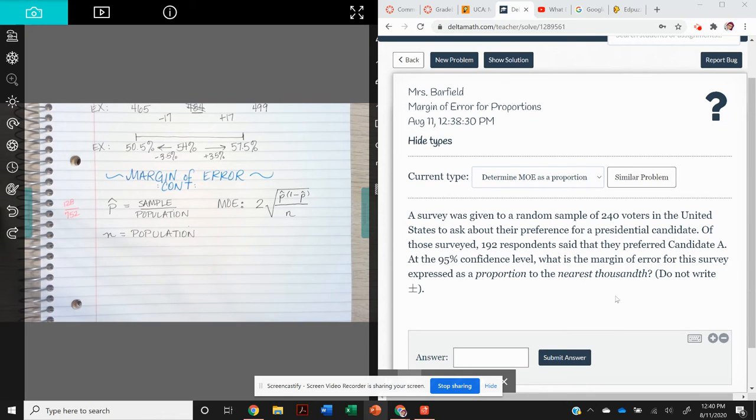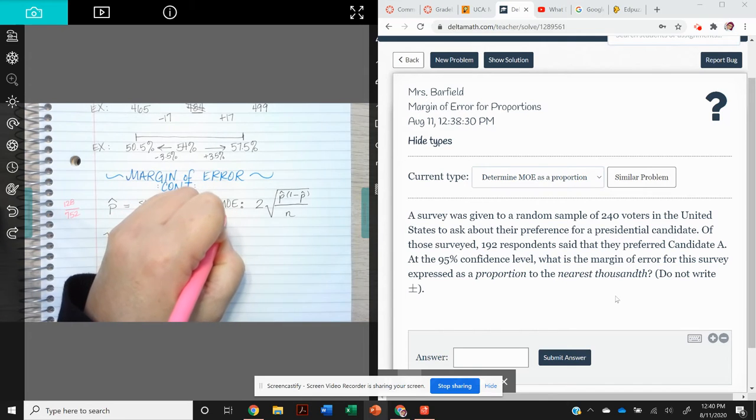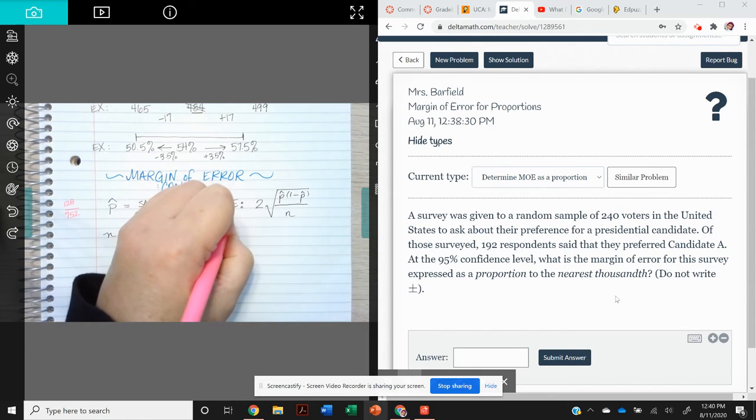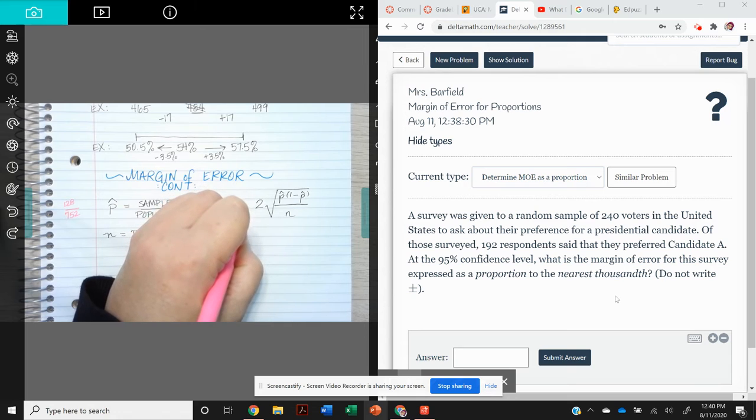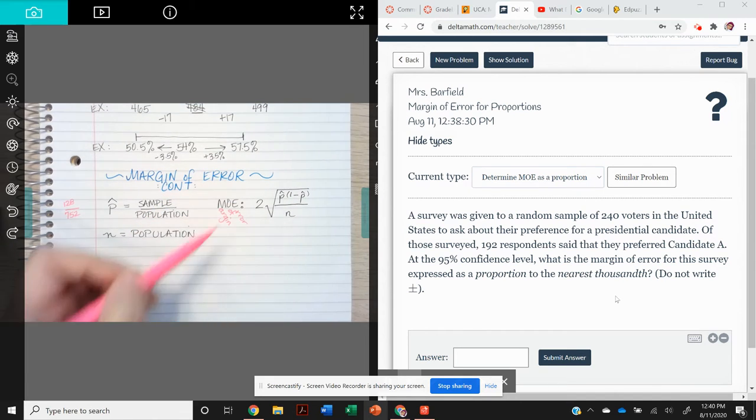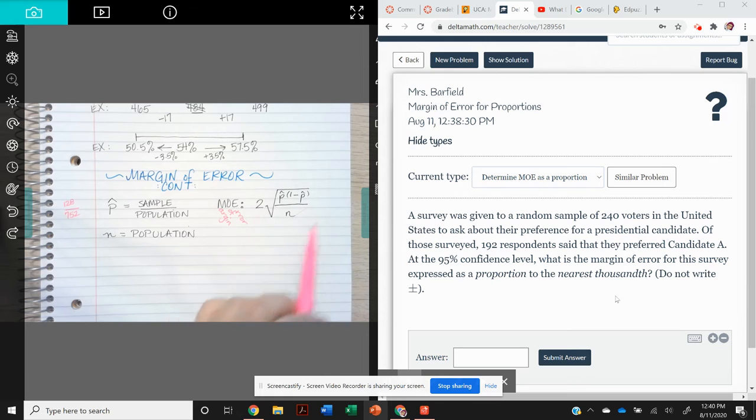All right, MOE. That is margin of error. This is how I calculate my margin of error. I am going to need a calculator. So I take 2, I multiply by the square root, and I've got this funky fraction in here: p, the small p, parentheses, 1 minus p, parentheses, divided by n. Now what's n? N is the population, so I'm going to use that number twice.